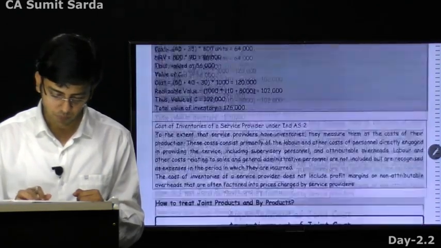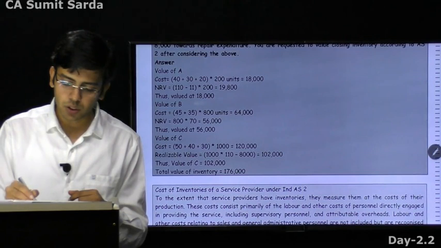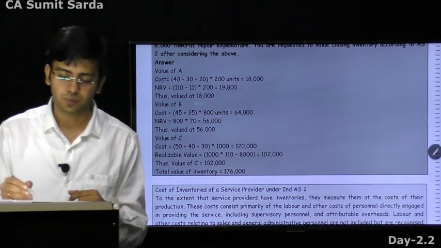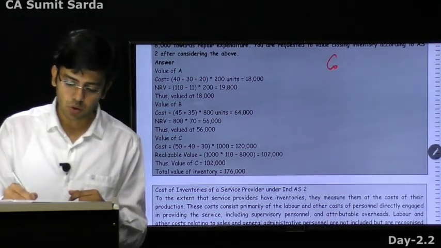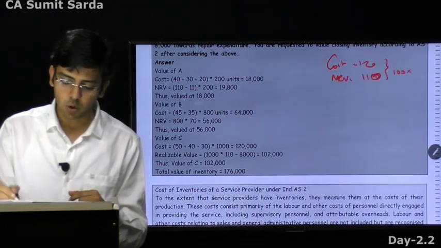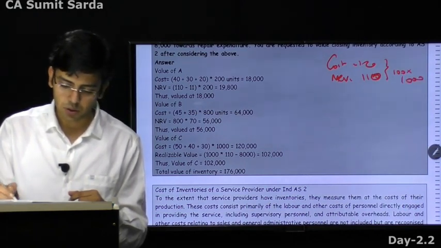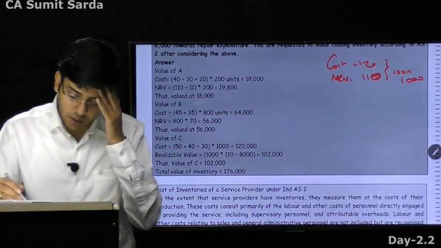However, due to manufacturing defects, 1000 units of product C are sold at 110. So what is the cost? 120. What is the NRV? 110. Whichever is lower, 110. How many units? 1000 units. Okay, I didn't read it.